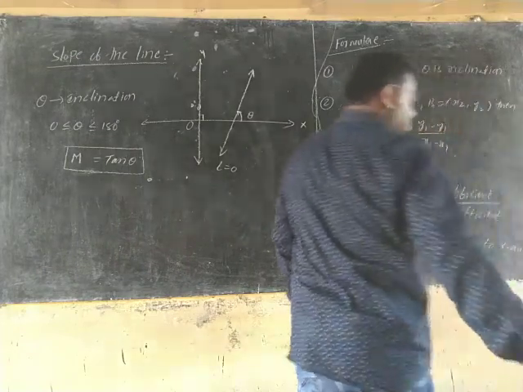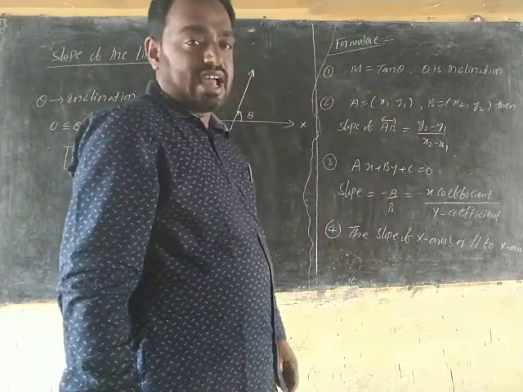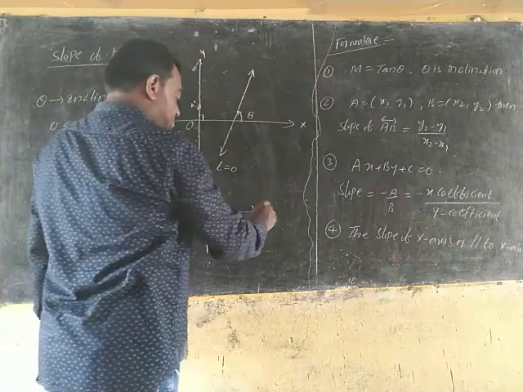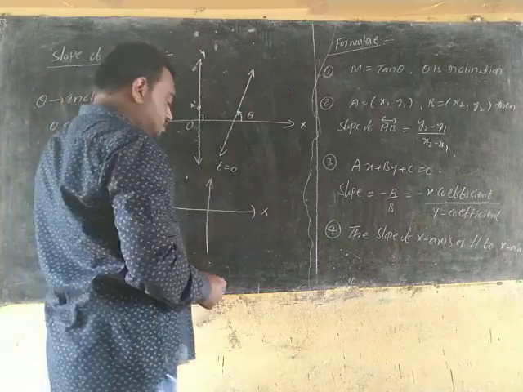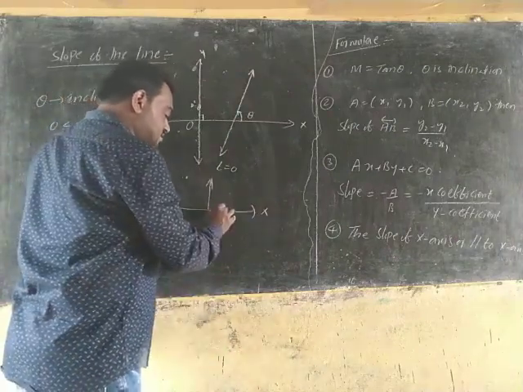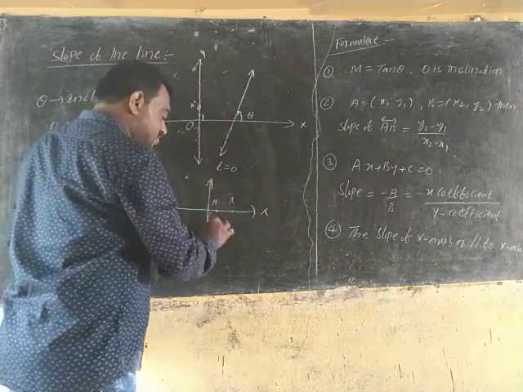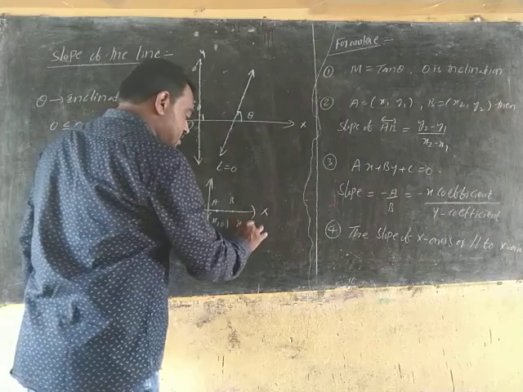The slope of the x-axis, or lines parallel to the x-axis. You see, this is the coordinate system, x-axis, y-axis. Two points are there, A and B. One point is x1 comma 0, and the other point is x2 comma 0.